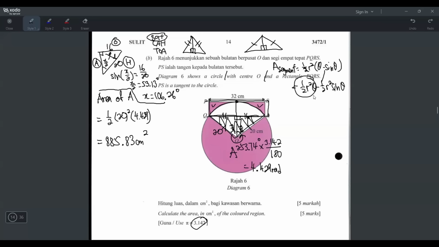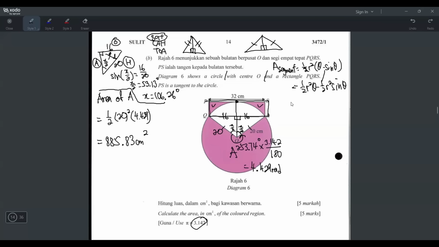That's why it's r square. And then sine theta is the angle here. That's why it looks like this, right? And when you factorize, then it becomes like this. So I'm explaining to you why the formula of segment is like this. It's because you take area of sector minus area of triangle.